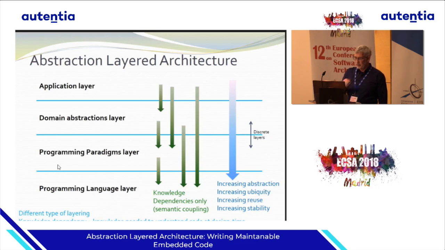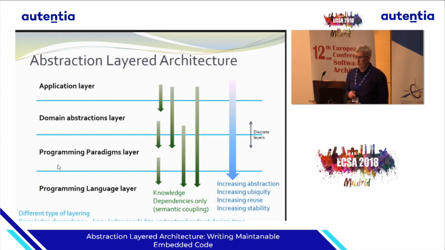The user stories go up in that top layer, the application layer, and the abstractions I was talking about in the next layer down, and the programming paradigms in the next layer down. And what we have here is knowledge dependencies only. So you're not allowed any runtime dependencies or compile time dependencies in here. What is a knowledge dependency? It's something that will break your design if it's not there. You can't actually understand your design at all without a knowledge dependency.